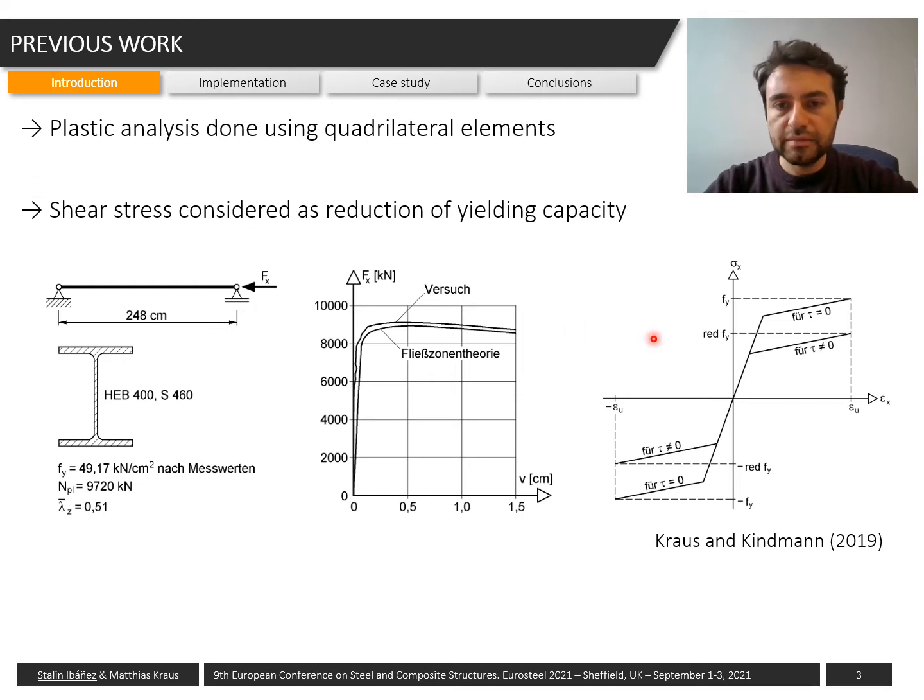Then, for verifying if the stress level corresponds to the material behavior that they defined at the beginning, they do not combine these stresses, but they reduce the yielding capacity of the material by considering the shear stresses. Then the axial stresses are verified according to this reduced yielding capacity. In the current work, we want to improve this a little bit by considering these two stress components combined by certain criteria, and then verifying this against the material properties.